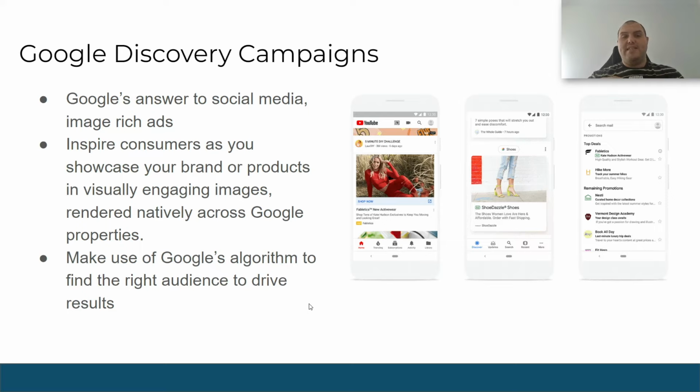As you can see, these are Google's answer to social media image-rich ads. These inspire your consumers as you showcase your brand or products in visually engaging images rendered natively across Google properties. As you can see there, it comes up on YouTube, on the Discovery network, on your Google app, or on Gmail. So these allow you to make use of Google's algorithm to find the right audience to drive the results that you want. These are good for both e-commerce websites and also local or service-based businesses, but really a very powerful visual way to get your product or brand across.